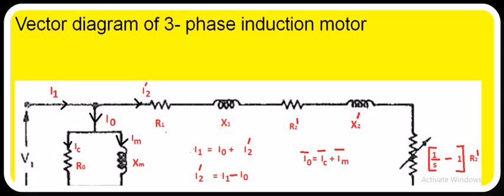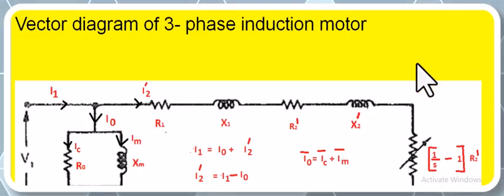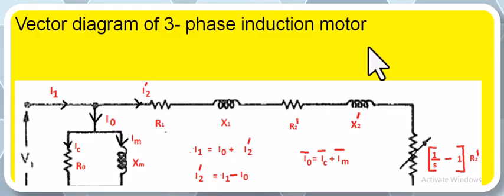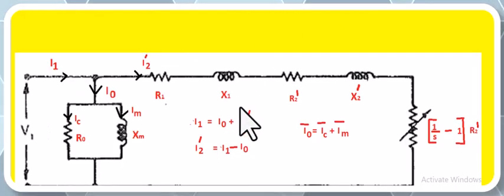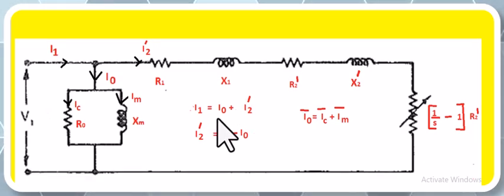Hello friends, today I will discuss the vector diagram of three-phase induction motor. The base for the vector diagram of three-phase induction motor is the equivalent circuit of the three-phase induction motor. For that, the assumption is the motor used here is a high HP motor, that is 2.5 HP motor and above. In that case, the equivalent circuit becomes like this.